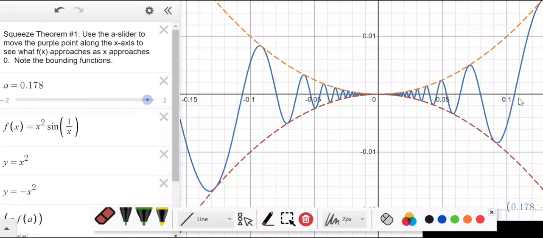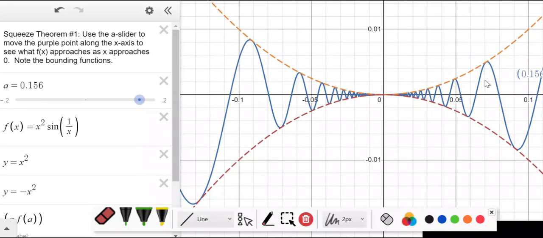Maybe this blue one, the squiggly, oscillating one, was hard to nail down. But if we could take the limit of x squared and -x squared, which we can clearly see both tend towards 0 at that point, and we know that this one is in between there, sometimes not as tight. This is also why it's called the squeeze theorem. You can kind of watch it.